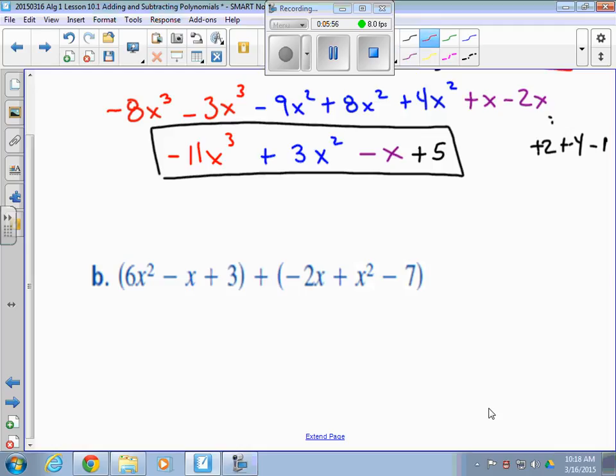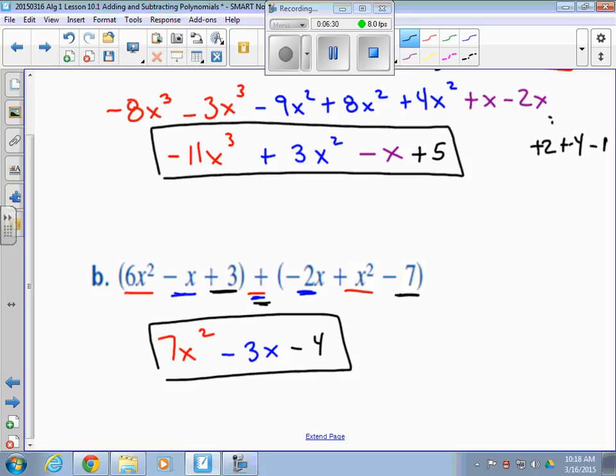Okay, we got x squared as our biggest exponent. That's our degree. 6x squared plus 1x squared. 6 plus 1 is 7x squared. Negative x is next, plus negative 2x. So negative 1 minus 2 is negative 3x. Then the last one is 3 plus negative 7, which is the same as 3 minus 7, negative 4. Here are your two trinomials when you add them together. 7x squared minus 3x minus 4.